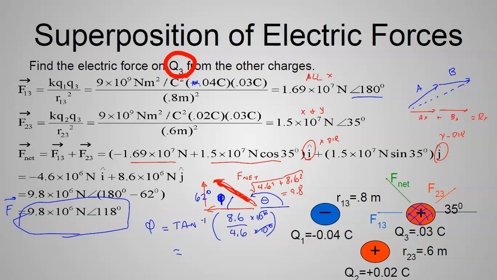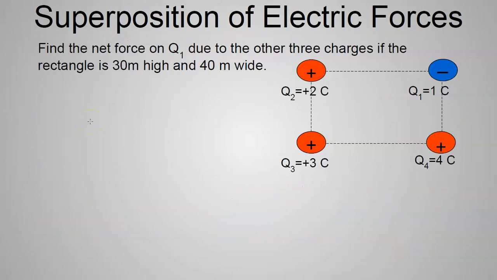The geometry makes all the difference. You're always trying to get force 1, force 2, and then add those as vectors. All right. I got one more for you. This one's not written out, so if I went too fast or something on that other one, let's see if we can do this one. This one's on a rectangle. They tell me that the rectangle is 30 meters high and 40 meters wide. And we'd like to do the superposition thing here, finding the force on Q1.